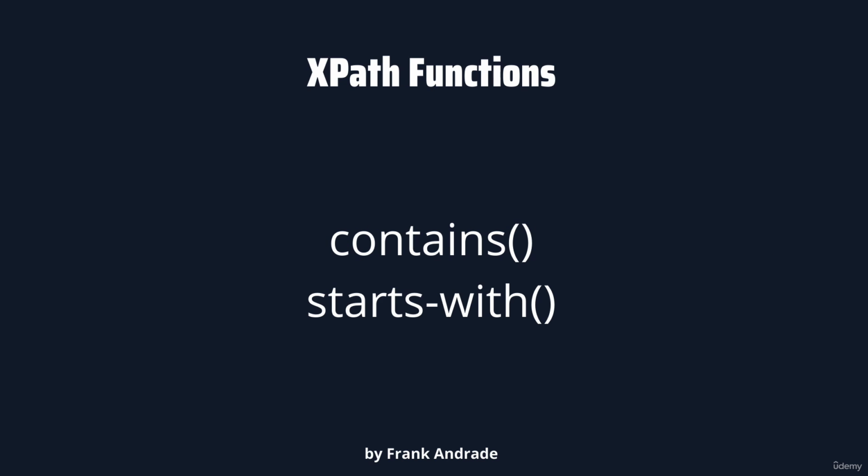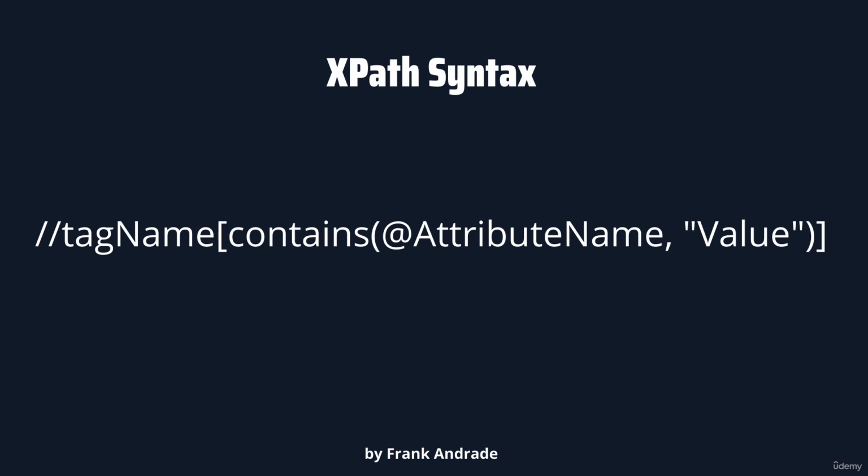We can also use some functions to find specific values. For example, the starts-with function will search for text at the beginning, while the contains function will search for text included inside an element. In this example, I included the contains function inside the XPath expression. So, as you can see, we have to include parentheses to wrap the attribute name and attribute value. We also have to use the comma to separate the attribute name and attribute value instead of the equal sign.